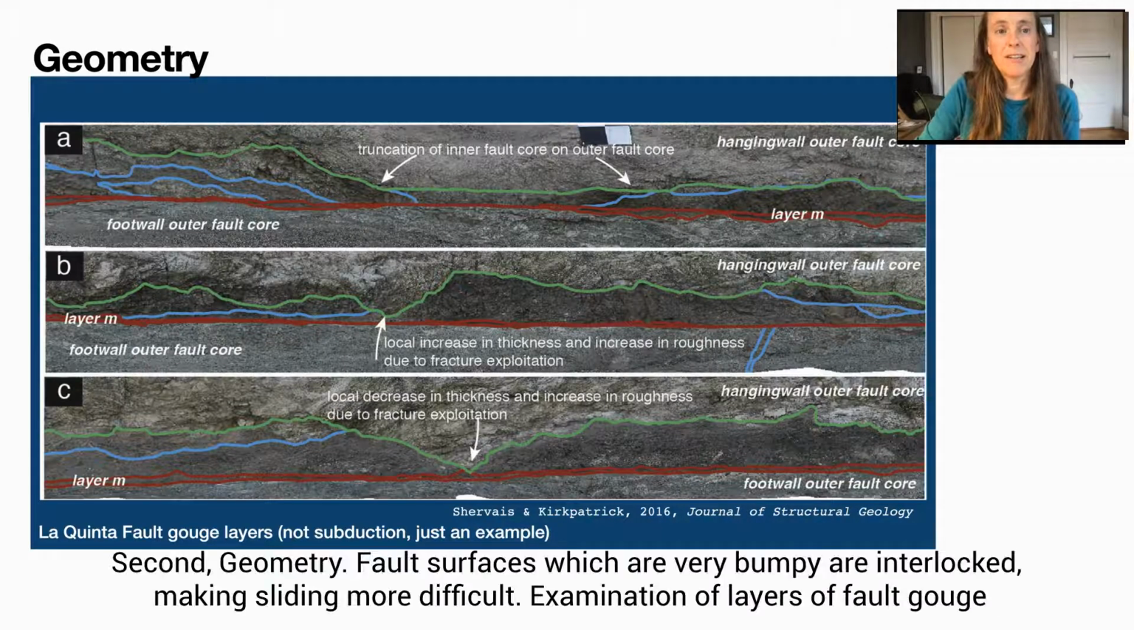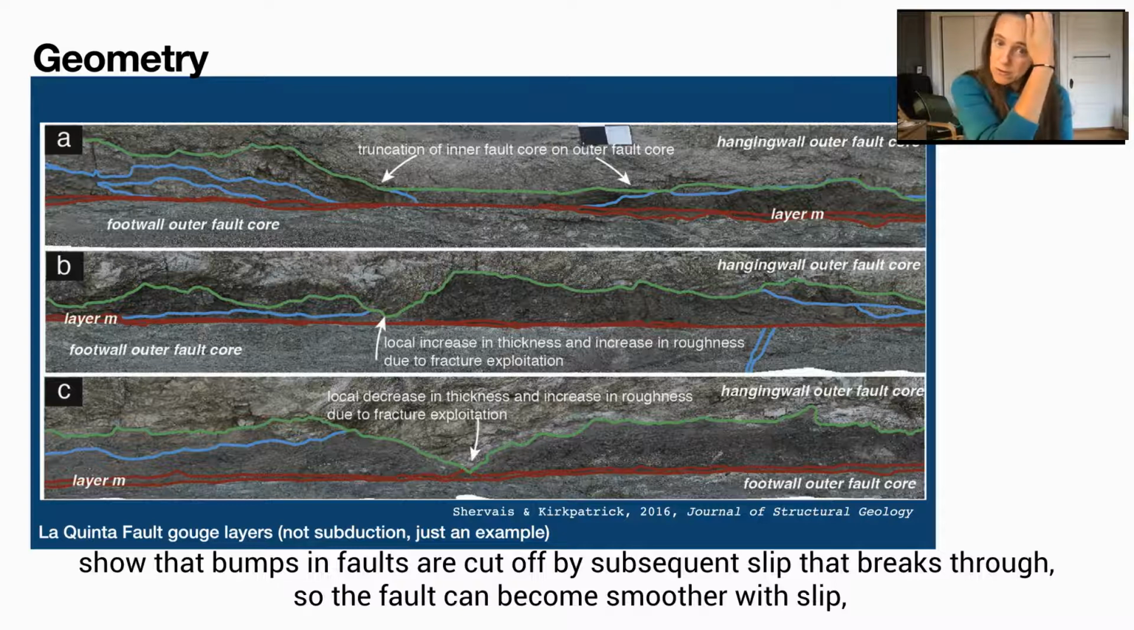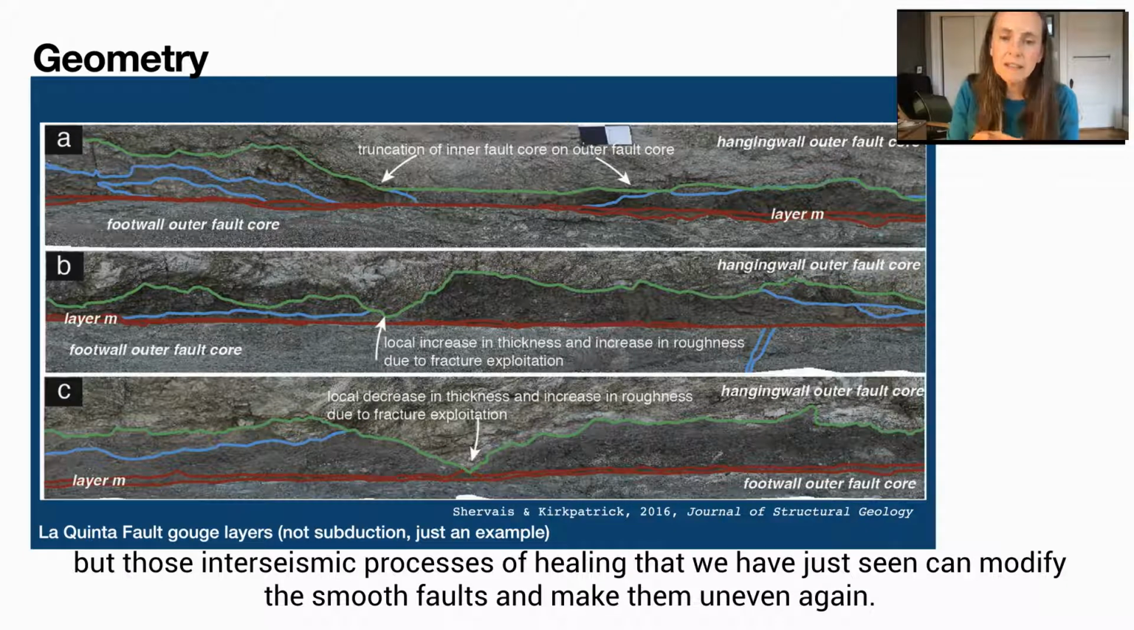Second, geometry. Fault surfaces which are very bumpy are interlocked, making sliding more difficult. The examination of layers of fault gouge in faults shows that the bumps in faults are cut off by subsequent slip that breaks through, so the fault can become smoother with slip. But those interseismic processes of healing that we just saw in the previous slides can modify the smooth faults and make them uneven again.